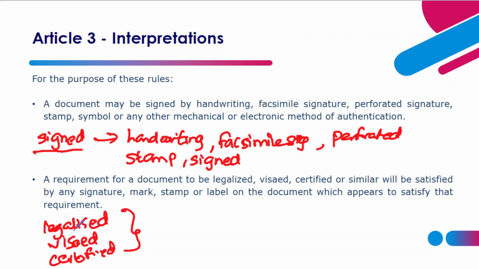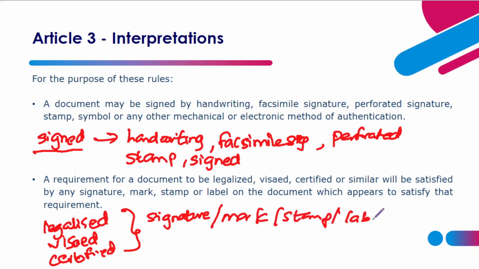Okay, these requirements can be met by placing a signature to say that yes, this is certified, or placing a mark or a stamp or even a label which appears to give you that effect of requirement. As long as any of the following gives you that effect that this has been legalized, vised, or certified, you could accept that document. Now here, note the difference in the fourth requirement or in the fourth interpretation.